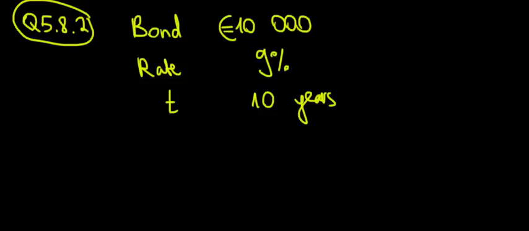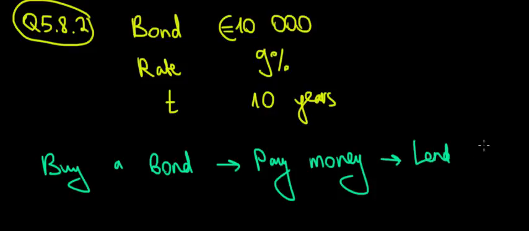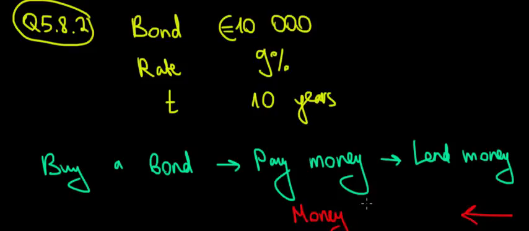Now, before we go further, let's make sure we understand what a bond is. If we buy a bond, it means we're paying money. Why do we pay money? Well, we pay money because we lend money. And when we lend money, what do we expect? Well, we expect a return. We expect the money to come back. We want our money back and we want interest. Money back plus interest.